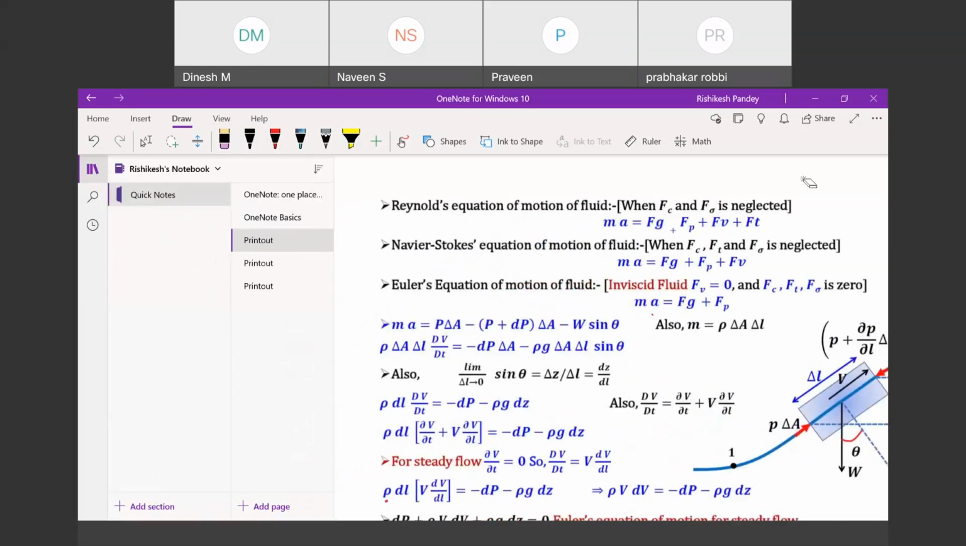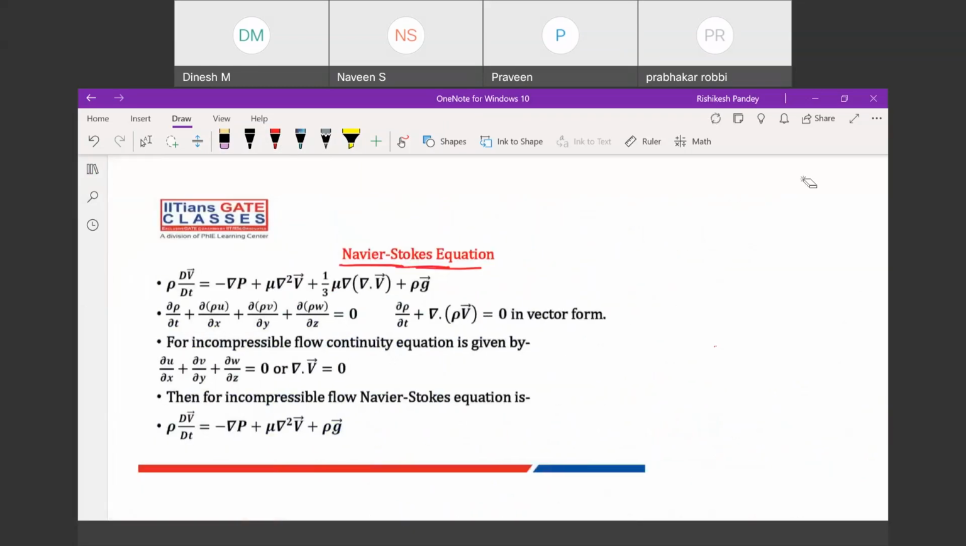Second, they can ask which equation it is: conservation of momentum, conservation of mass, or conservation of energy, as options. This is a momentum equation. Now for a momentum equation, it should be in the form of mass into acceleration equals the net force. And that net force is gravity force plus force due to pressure, plus viscous force.